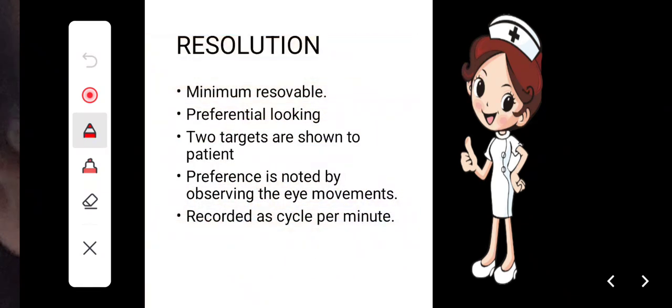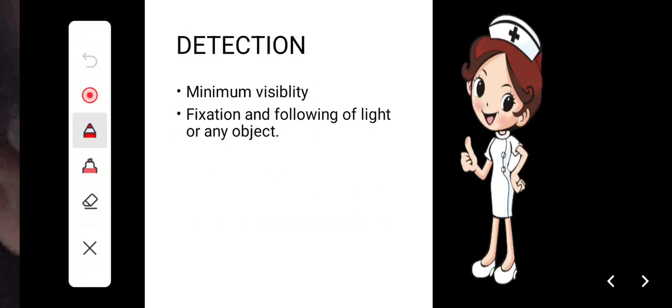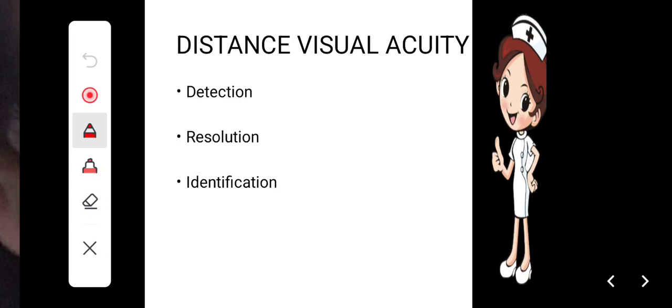So in this way we will check the vision of patients of different ages. First one is whether they are responding to light or not. This is detection. Next one is resolution, which is preferential looking. We will just look at the eyes of the patient. If the patient is looking at the target, then normal vision is there, otherwise it isn't. Next one is identification. The patient has to match the things. As the child grows in age, the methods of checking the visual acuity change.